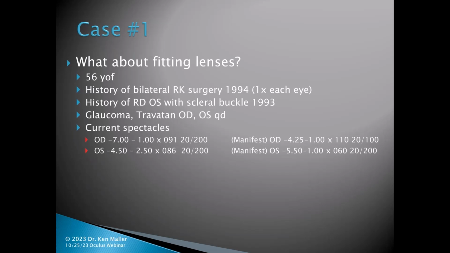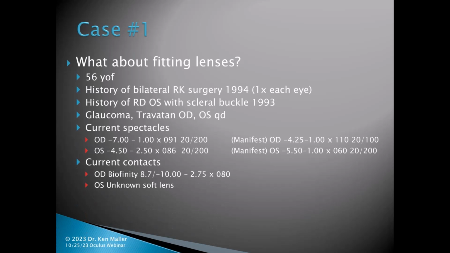Current spectacles are -7.00, -1.00, axis 91, and -4.50, -2.50, axis 86. And you can see the acuity is abysmal at 20/200. I went ahead and refracted her, and I was able to get the right eye to 20/100, but the left eye was really no better, and you could see the refraction really is all over the place. She's wearing a pair of soft contact lenses. The right eye I was able to identify as a Biofinity toric, -10.00, -2.75, axis 80, but the left eye I had no idea what soft lens that was.